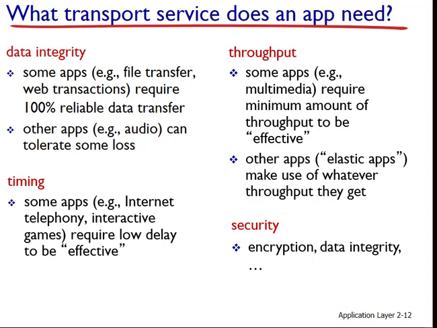Finally, a transport protocol can provide an application with one or more security services. For example, in the sending host, the transport protocol might encrypt all the data transmitted by the sending process. And in the receiving host, the transport layer protocol will then decrypt the data before delivering it to the receiving process. Such a service would have to provide confidentiality between two processes, even if the data is somehow observed between the sending and receiving processes. A transport protocol can also provide other security services in addition to confidentiality, including data integrity and endpoint authentication.